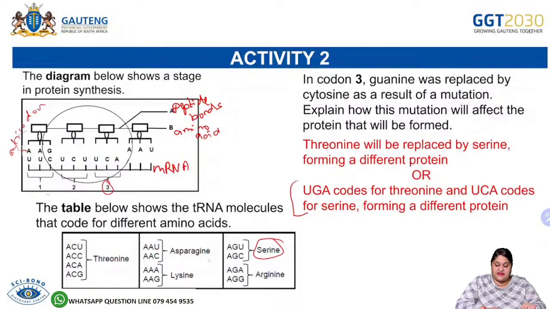Okay, and you can see here that UGA, it codes for serine. Okay, and then the other one codes for a different protein. So threonine will be replaced by serine, forming a different protein. Because the amino acids are going to be different, you just need to say which amino acids will change, and then it will obviously form a different protein. In this instance, it is going to form a different one.